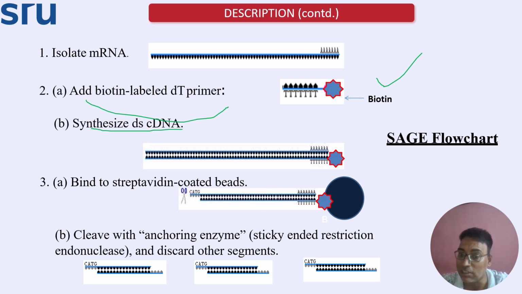Now I'm using the streptavidin beads in the column. All this biotin is connected here, and this transcript is also connected. So now I'm cleaving with the anchoring enzyme so that it generates a sticky-ended part here. Through the sticky ends, I'm able to intercalate all the individual transcripts. All the small transcripts will now be connected together into a single long transcript.